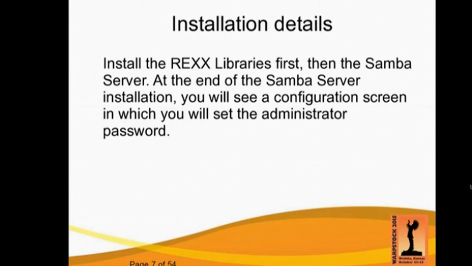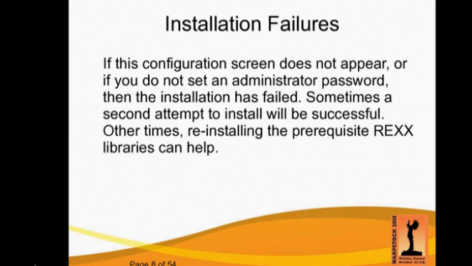Okay. Install the REXX libraries first, then the Samba server. The Samba server install program depends on the REXX libraries, so it is very important that you install them in that order. The reason it depends on them is that at the end it runs the configuration screen to let you set the administrator password. If that doesn't run, you're going to be left with a Samba installation with no password. But it also doesn't run because none of the tools are going to run right if you've installed the prerequisites incorrectly. This held me up for quite some time.